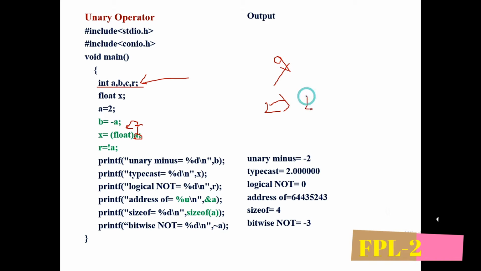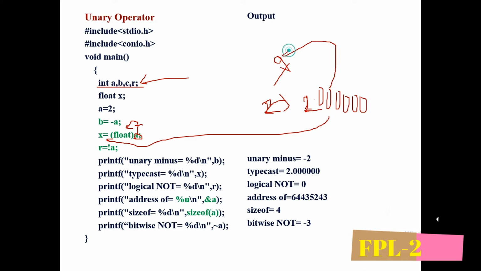This value is converted into 2.0000000, which is of type float. On this value we perform the type conversion operation, and this value gets stored in the variable X. Whatever was converted into the float value, we are not storing back into A again. This never happens.